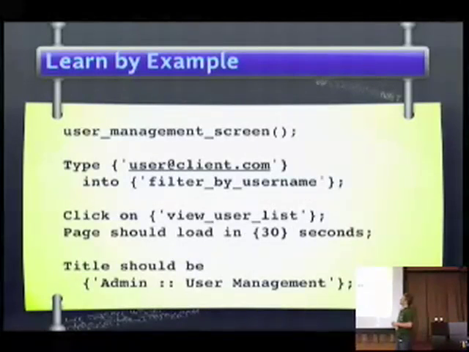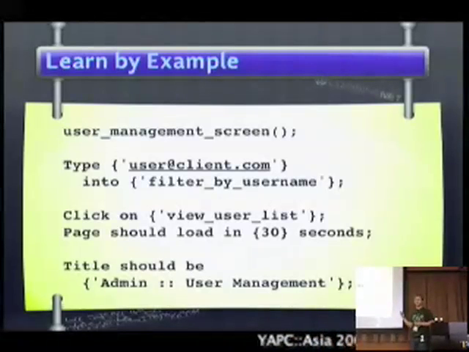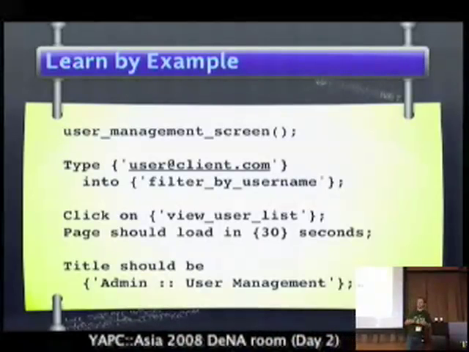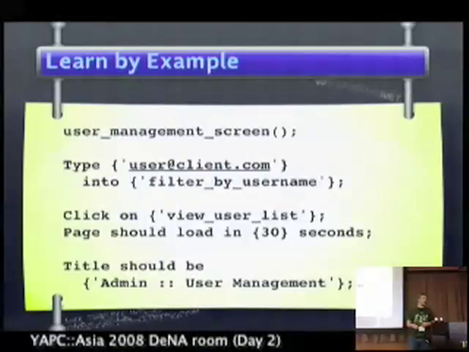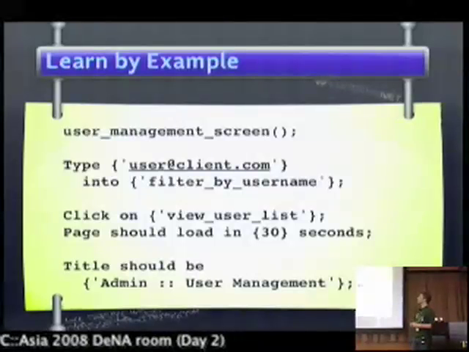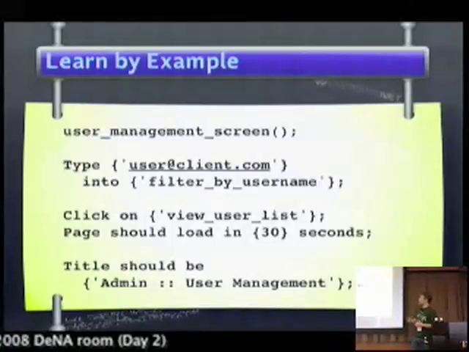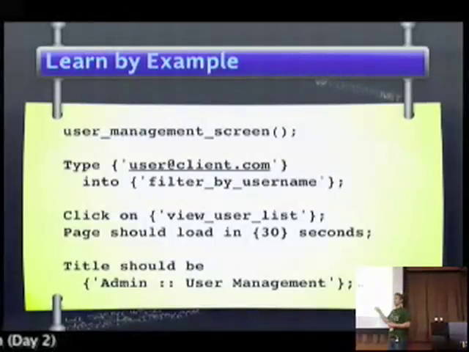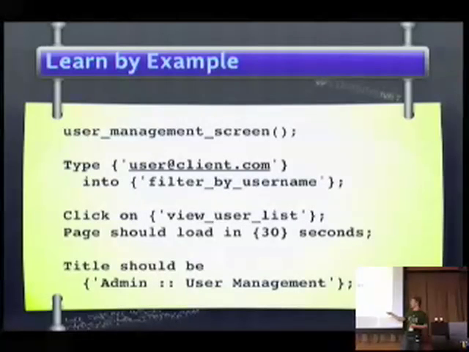So here's an example taken from an application at work. The first thing that you see up at the top, and I can use my fun laser pointer right there, is calling the user management screen. And that's a function that you can see, and I'll explain that in a moment. But essentially what it does is it logs into the web application, and it navigates to the user management screen for you. And then you type a username into the filter by username. You click on View User List, and that's going to refresh the page, in which case you should wait about 30 seconds for it to load. And the title of the page after it loads should be Admin User Management. So that's getting us somewhere.